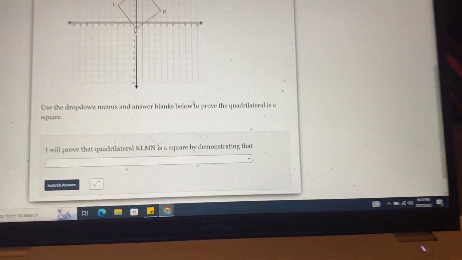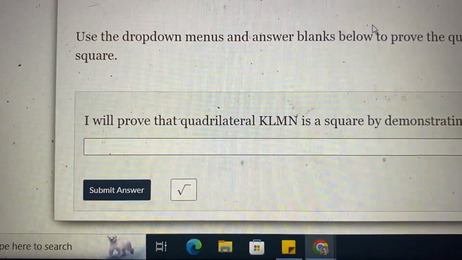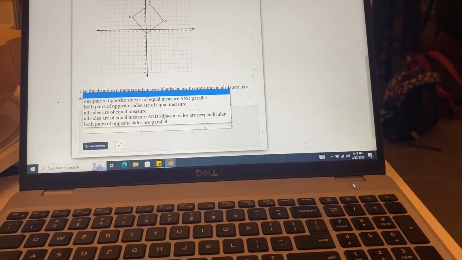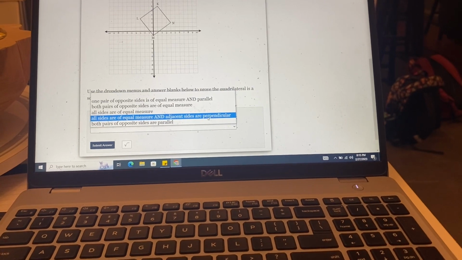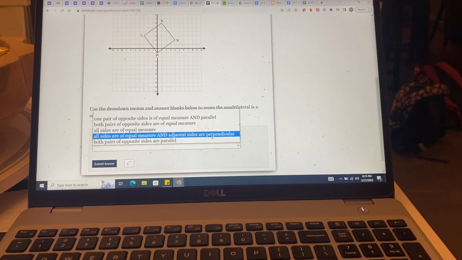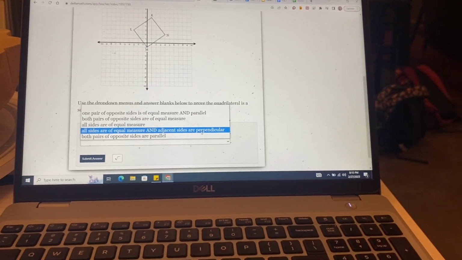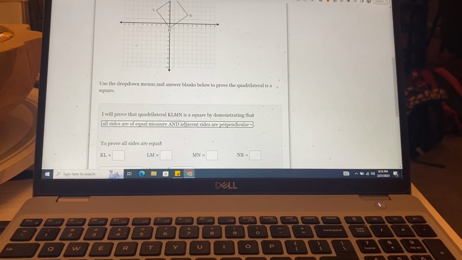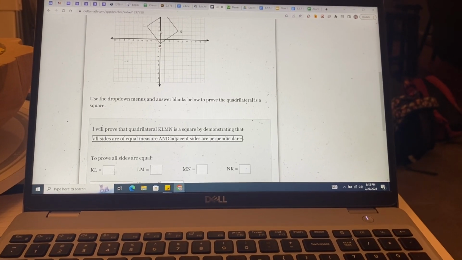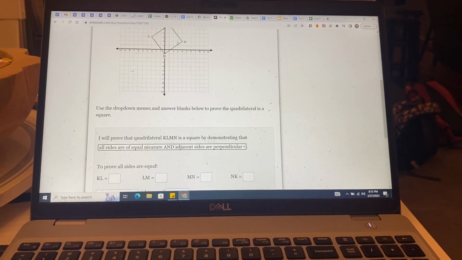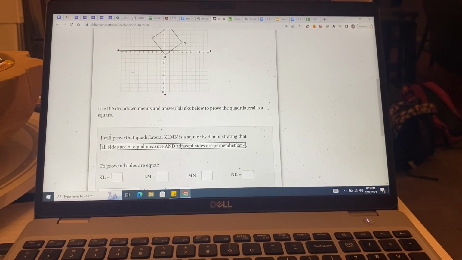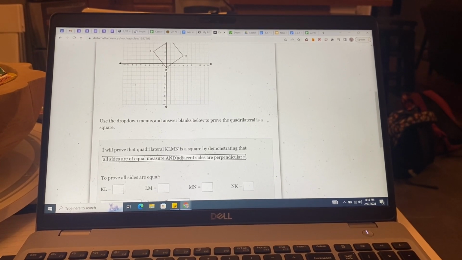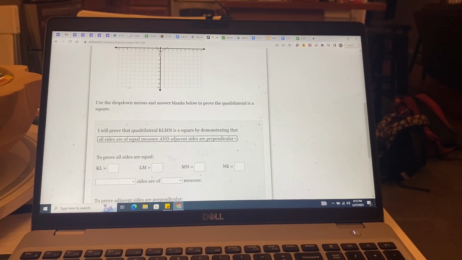Now it's saying I'm supposed to prove that this quadrilateral is a square. That's a big deal. So I'm going to prove that it's a square. The only way I can do that is this one: all sides are equal measure and the adjacent sides are perpendicular. So I start by proving all sides are equal. I'm going up 1, 2, 3, and over 1, 2, 3, 4. So I go over 1, 2, 3, and down 1, 2, 3, 4. So this is going to be the same thing the whole way around.